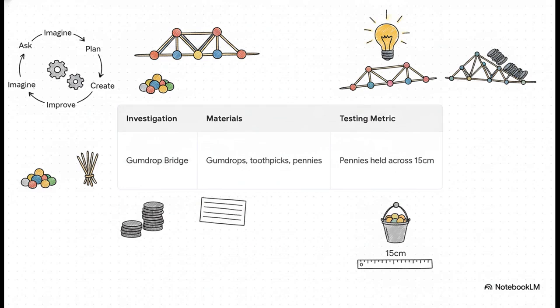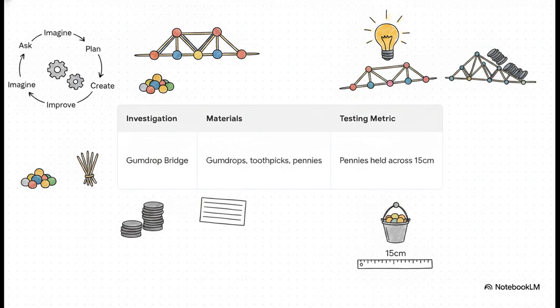Next up, on day 5, we have the gumdrop bridge. Now this is where they really practice the engineering design process. You're going to challenge them to build a prototype bridge across a 15-centimeter gap using only gumdrops, toothpicks, and an index card. Their testing metric is incredibly simple. Just how many pennies can the prototype hold before it completely fails?